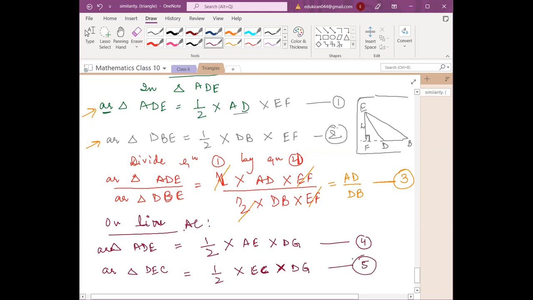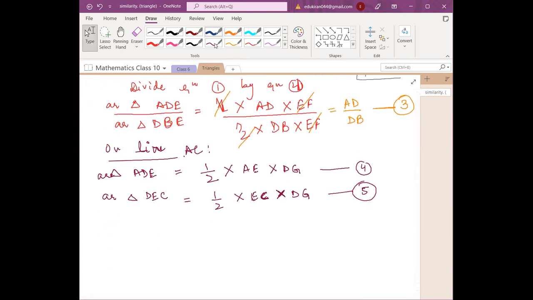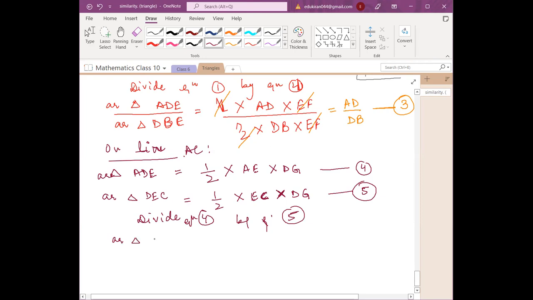Now I'll divide 4 by 5. Same steps I'm doing, just on the other side. So divide equation 4 by equation 5. Area of triangle ADE divided by area of triangle DEC will be equal to half into AE into DG divided by half into EC into DG.